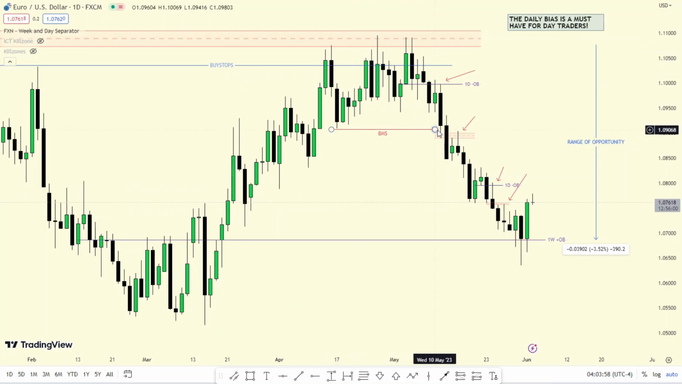So the moment we take it out here, with a clear indication that it has taken it out with bodies closing below them, that is when you switch your bias to bearish. Otherwise, you are still buying and buying and buying until we take out this low. Clearly take it out, just like so. I don't like this because this could end up being a stop run. So I like this because this is a clear indication. Bodies are closing below the low.